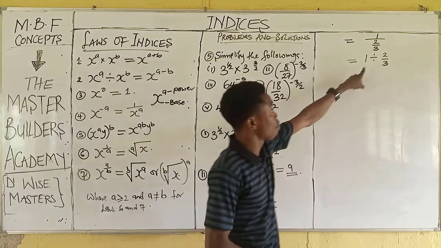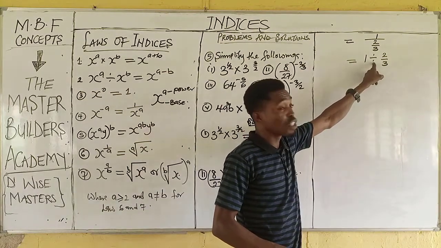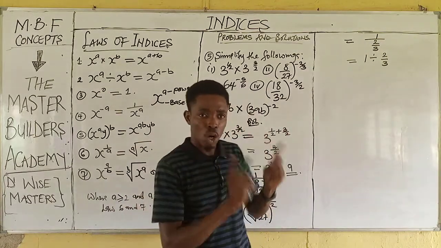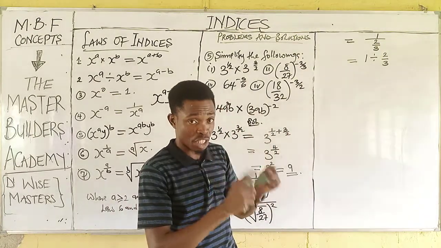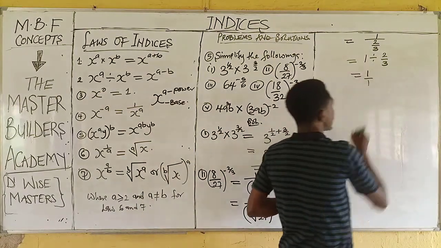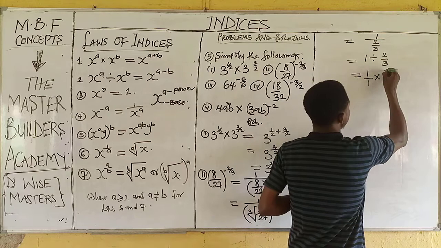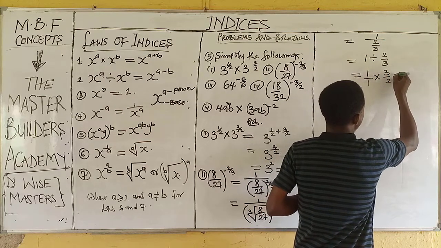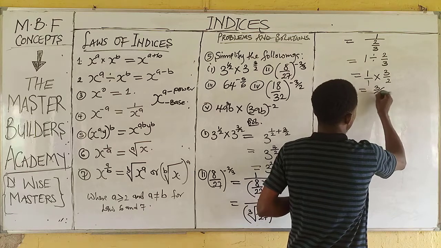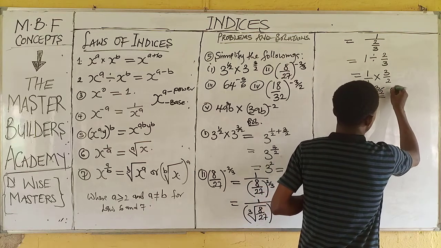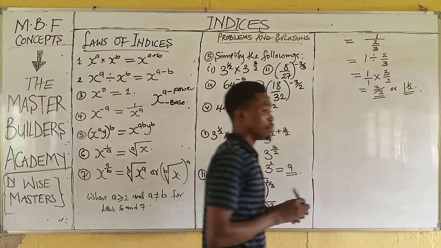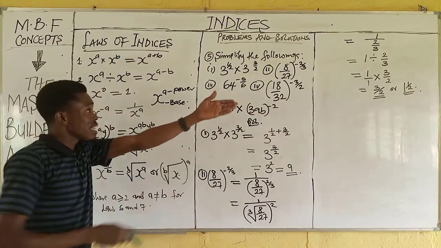So what we are going to do now is to change this division sign to multiplication and then invert the fraction that comes immediately after the sign that we changed. So this will give us 1, you can put this in fractional form as 1 over 1, times 3 over 2. And the final answer of this is 3 over 2. This is the answer, 1 whole number 1 over 2 in mixed form.